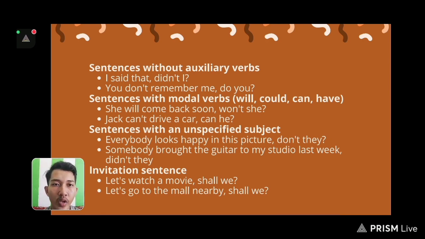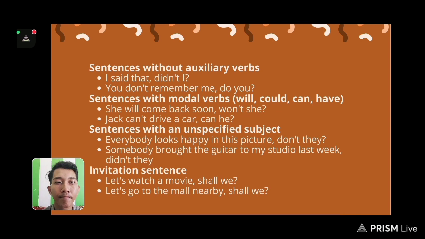And next, sentences with modal verbs. The modal verbs are will, could, can, have. Okay. And the example is: she will come back soon, won't she? And Jack can drive a car, can't he? The modal verb is used in the question tag.